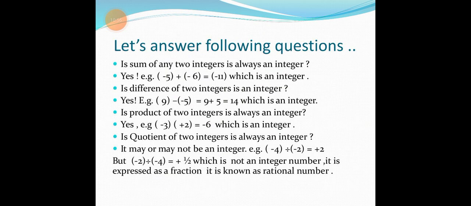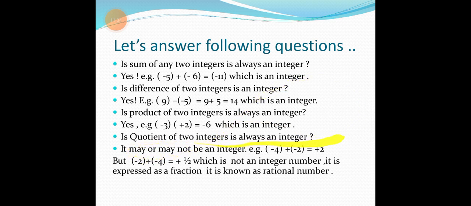So yeah, let's answer these questions together. Is the sum of any two integers always an integer? For me it's a yes. For example, minus 5 plus minus 6 gives you minus 11, which is an integer. Is the difference of two integers an integer? Yes, it is, because 9 minus minus 5 means 9 plus 5, that is 14, an integer. Is the product of two integers always an integer? Yes, because minus 3 times 2 is equal to minus 6, which is an integer.